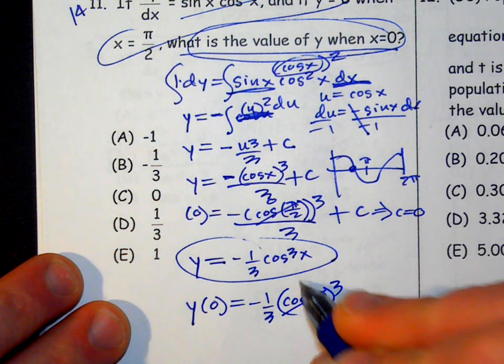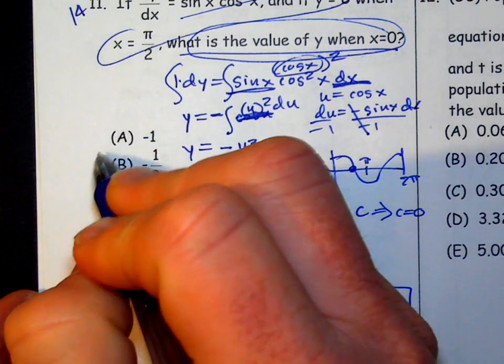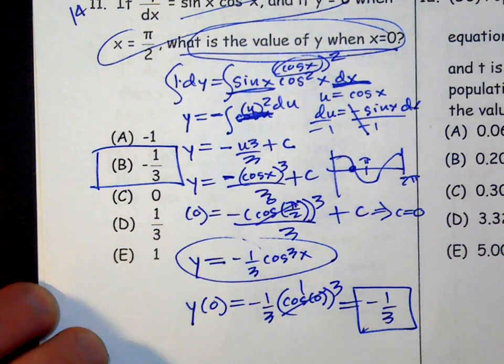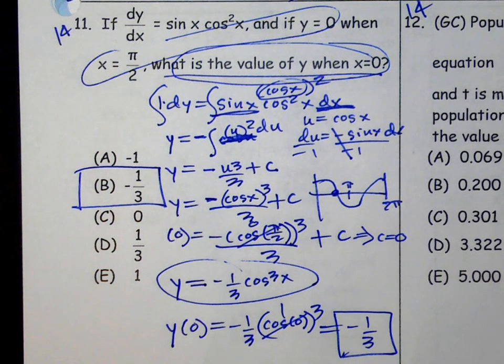Cosine 0 is 1. And so we're going to get negative 1/3. So we had to solve a differential equation to find the solution and then use that solution to find another value in the function.